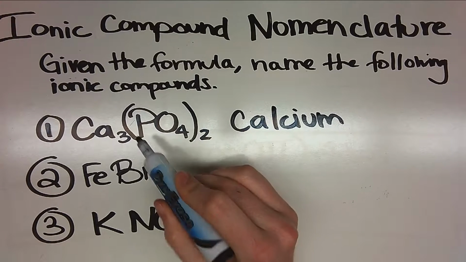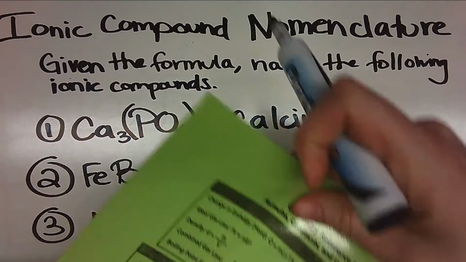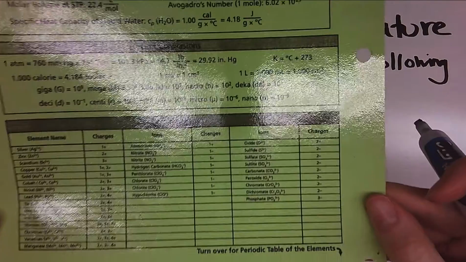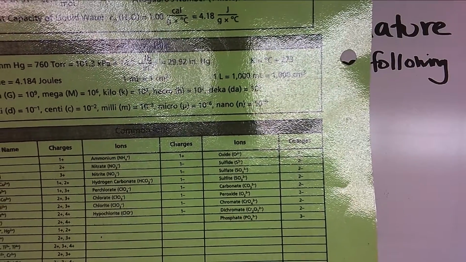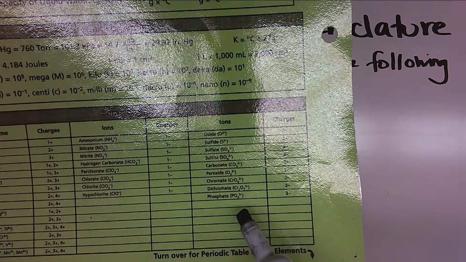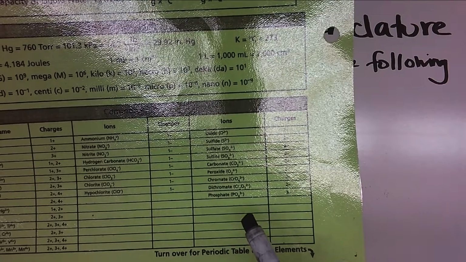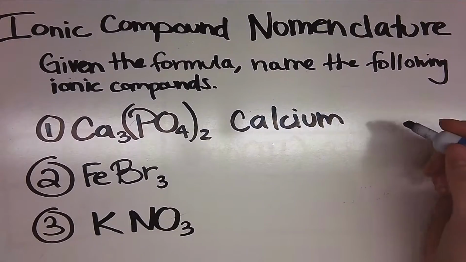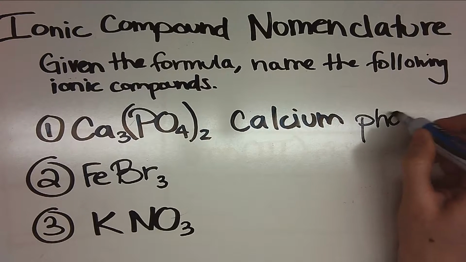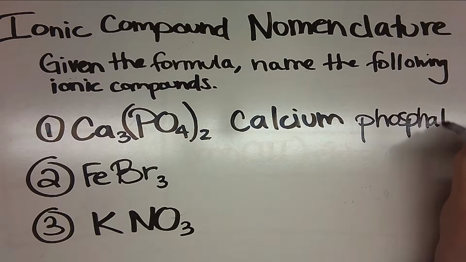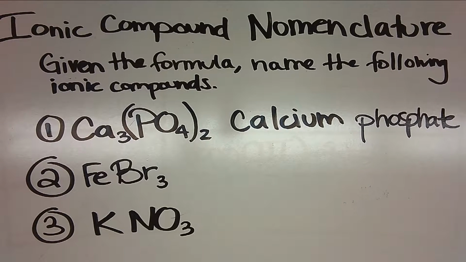Now for this polyatomic anion, I'm going to flip over and look on the back of my periodic table. And I'm going to search for it, and I find it here. So PO4 is phosphate. So my first ionic compound is calcium phosphate. All right, moving on to number 2.